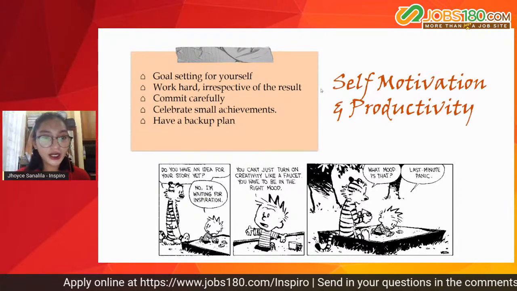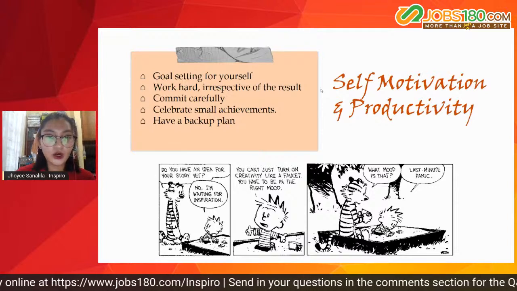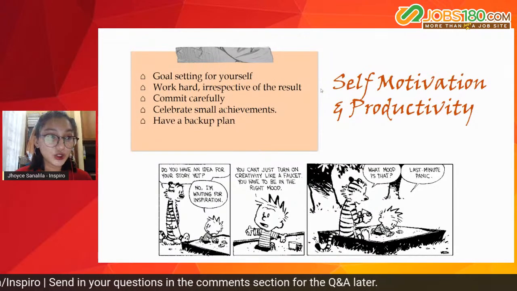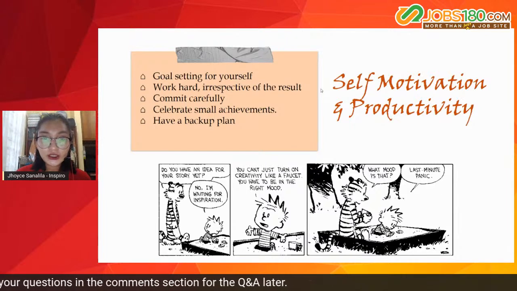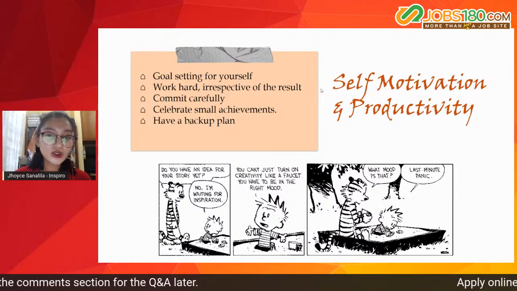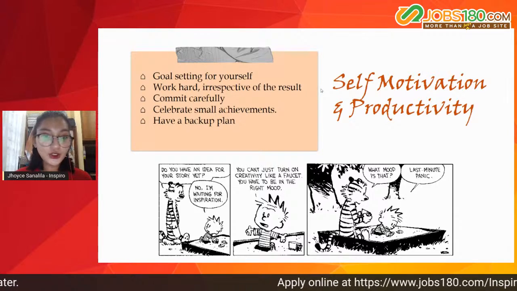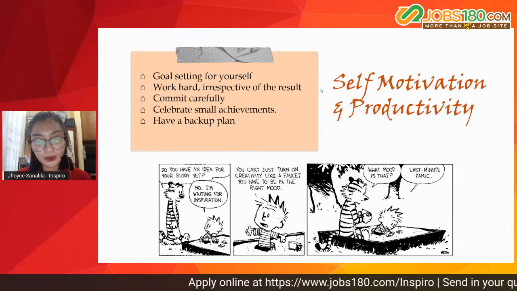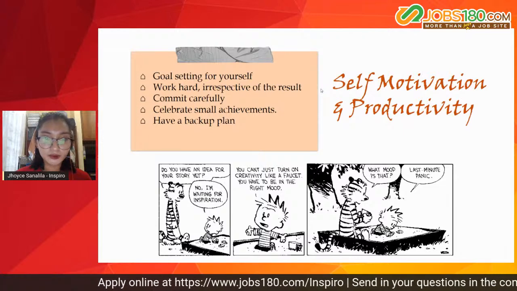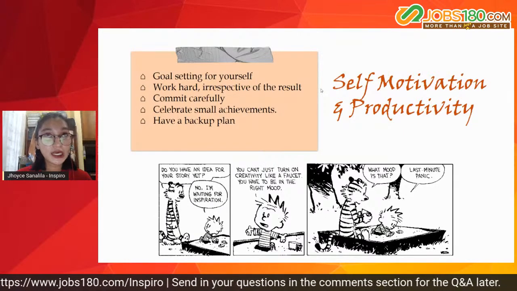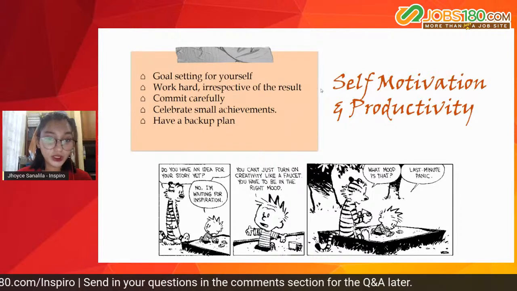Next is work hard irrespective of the result. You need to work hard if you wish to achieve anything in your life. There is no alternative to hard work. Hard work is also a medium to remain productive throughout your career. When you know you are working hard to achieve something, there is always a sense of hope of positive results and hence you tend to be productive.